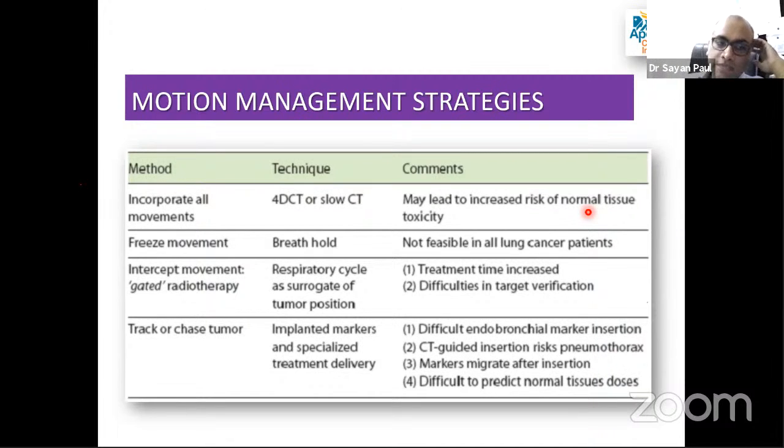Or we can intercept movement. We allow the person to breathe freely, and only at a particular period we treat. That is called gated radiotherapy. Or we can track or chase the tumor. We just chase the tumor to where it is at that particular phase of motion, and we treat while chasing the tumor. I'll explain how you do it.